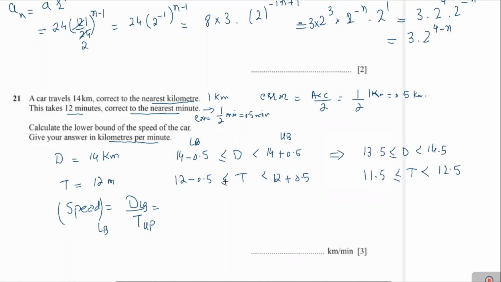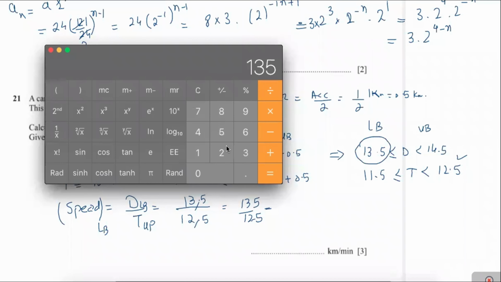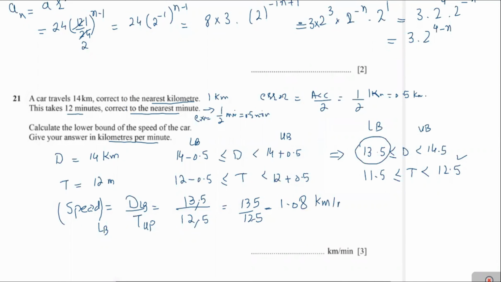Therefore, the distance of the lower bound value, you see here, is 13.5. This is the lower bound value and this is the upper bound value. Now 13.5 is taken as a distance divided by time. You see here the time will be taken as the upper bound value, that is 12.5. Now we can write it as 135 over 125, and we divide 135 by 125. The answer is equal to 1.08 kilometer per minute. This is the answer.